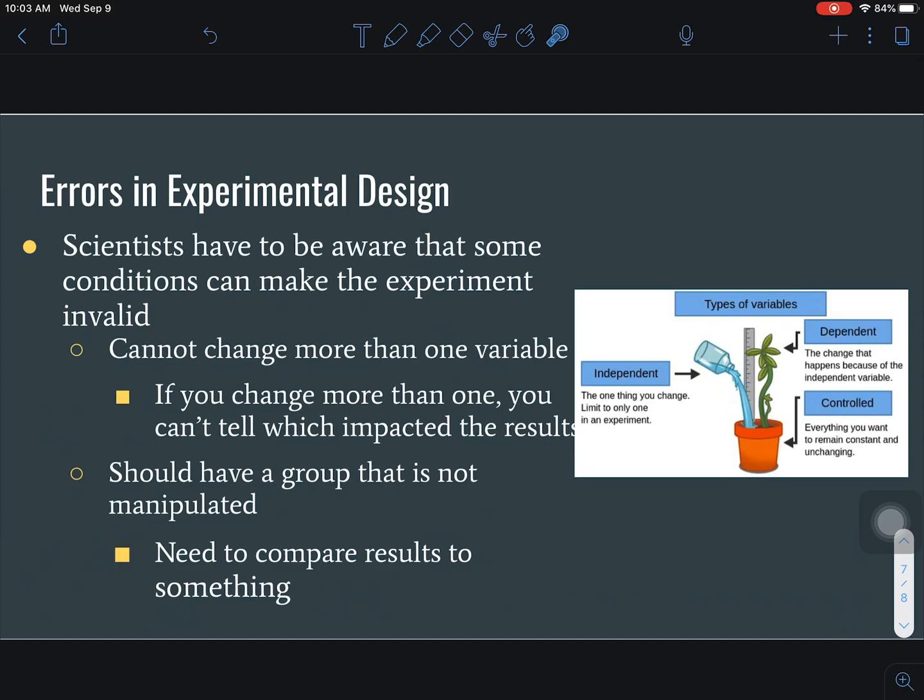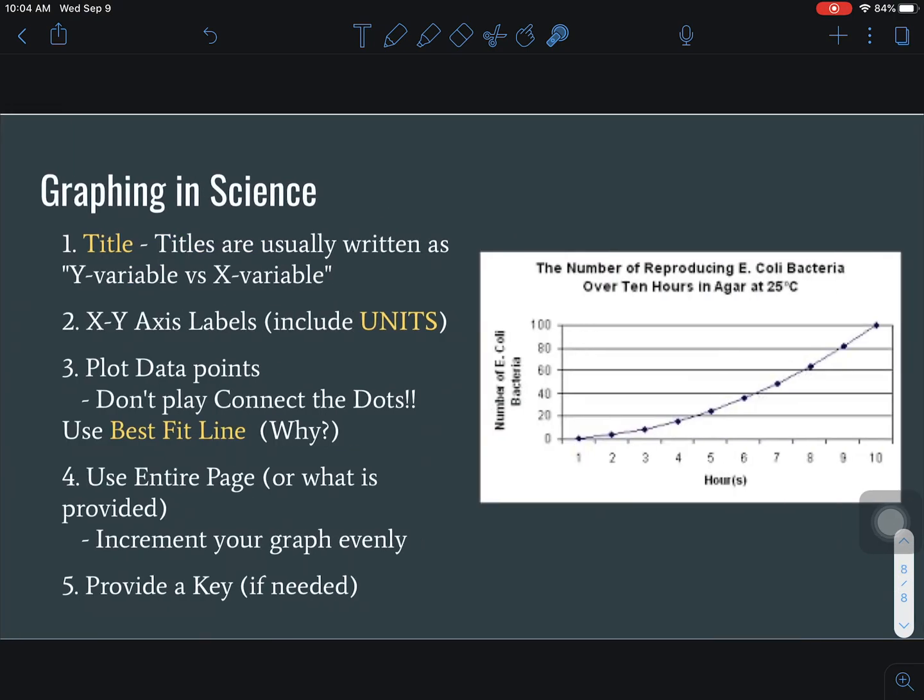Okay? And then we have to go through and identify what you should have: a group that is not manipulated, and that's the idea of our control group. That's the thing we're going to compare it to. So in that case, the crumpled versus uncrumpled, the uncrumpled would be our control group, and that's what we are comparing it to. So we need to have a control group, otherwise we just have randomness and we don't have anything to compare it to.